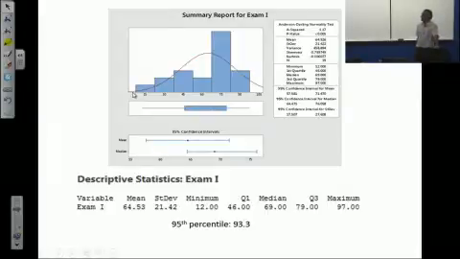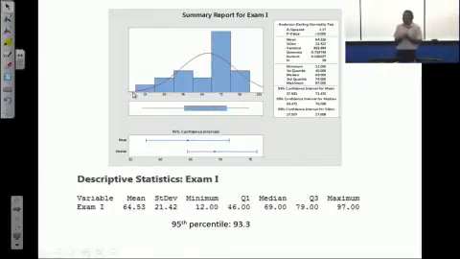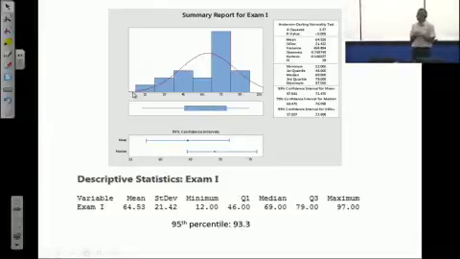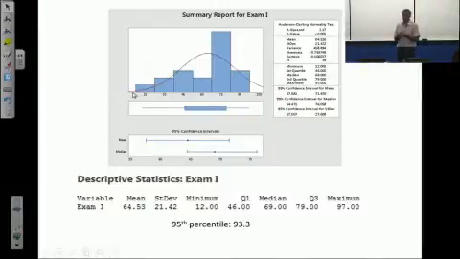So as you can see, mean is 64.5. We have a huge standard deviation. Minimum is 12. Maximum is 97. We didn't have, unfortunately, any 100. The third quartile is around 80, which is good, and median is 69. It's a little bit skewed.